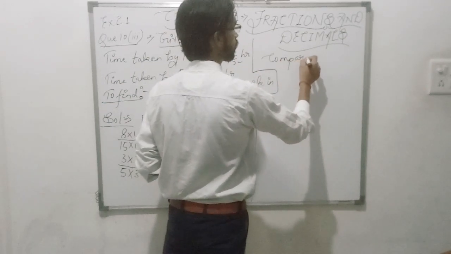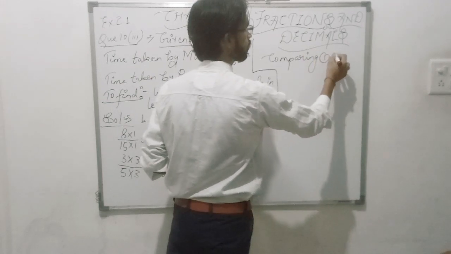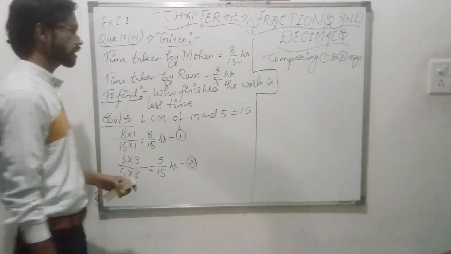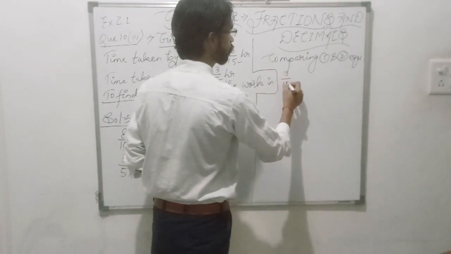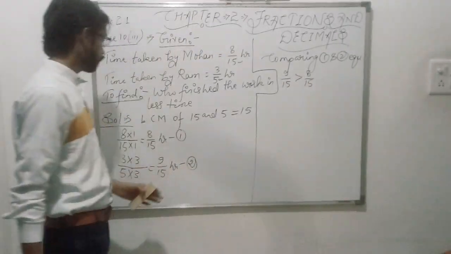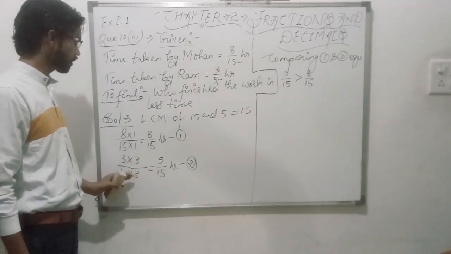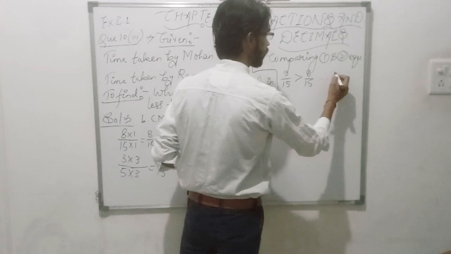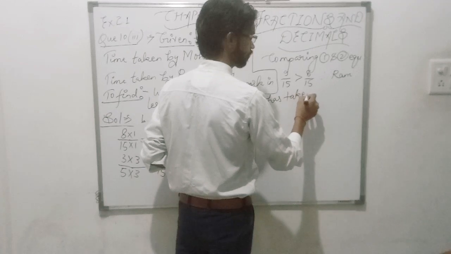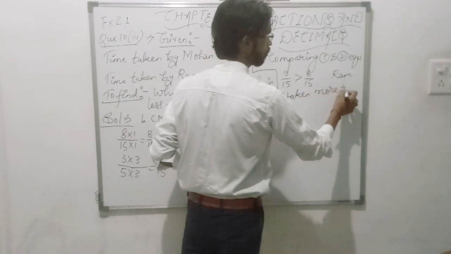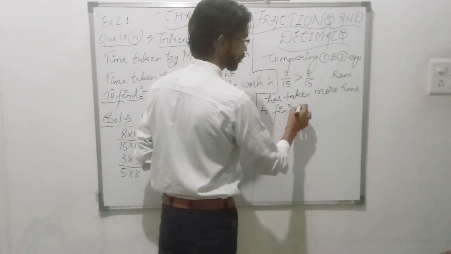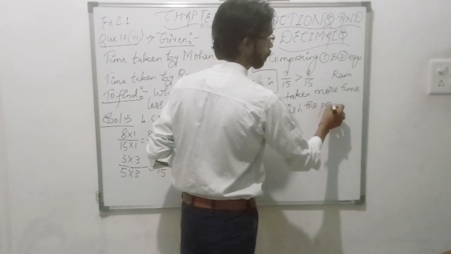Comparing the first and second equations, we can see here that 9/15 is greater than 8/15. Therefore, whose fraction is bigger? 9 upon 15. That is the fraction of Ram. We can say that Ram has taken more time to finish the painting.